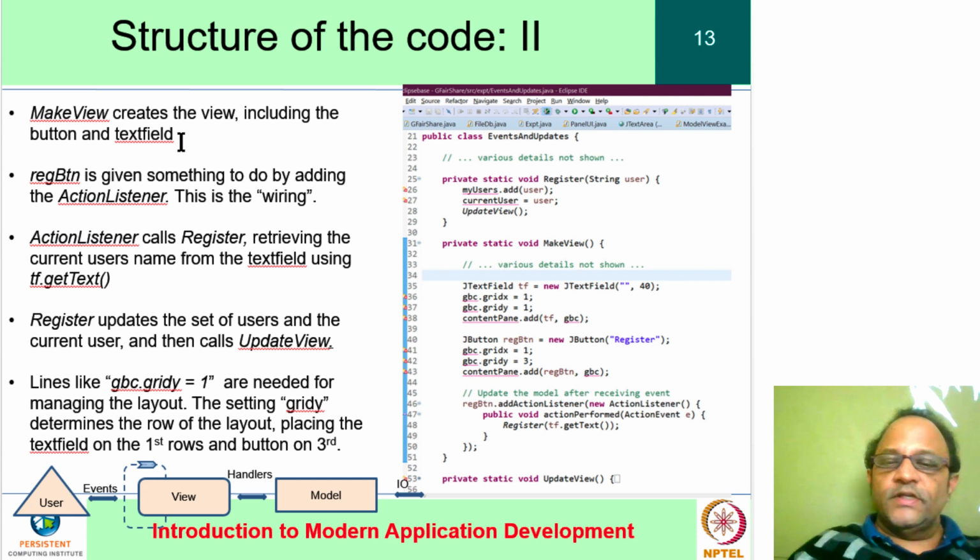Lines like gbc.gridY are needed for managing the layout. The setting gridY determines the row of the layout, placing the text field on the first row and the button on the third row.